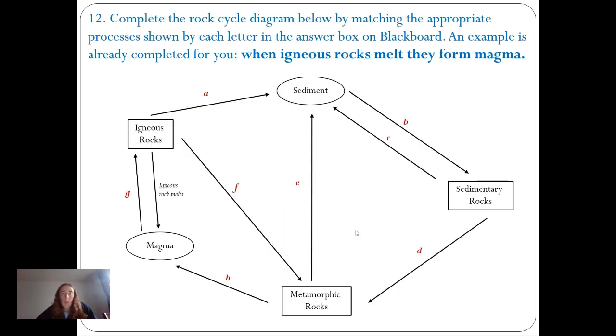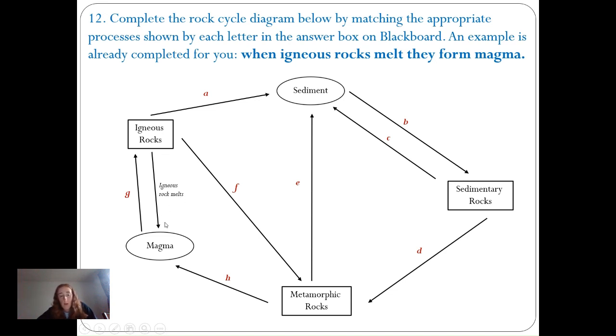So your final question here is basically to use this diagram. So this is an illustration of the rock cycle. You've got sediment, you have sedimentary rocks, metamorphic rocks, magma, and igneous rock. And your job is to match each letter to the process that would describe the transformation from one to the other. So I've already given you an example. So let's say you're looking at how an igneous rock can turn into magma. In order to take an igneous rock and turn it into magma, it just has to melt. So that would be an example of that.